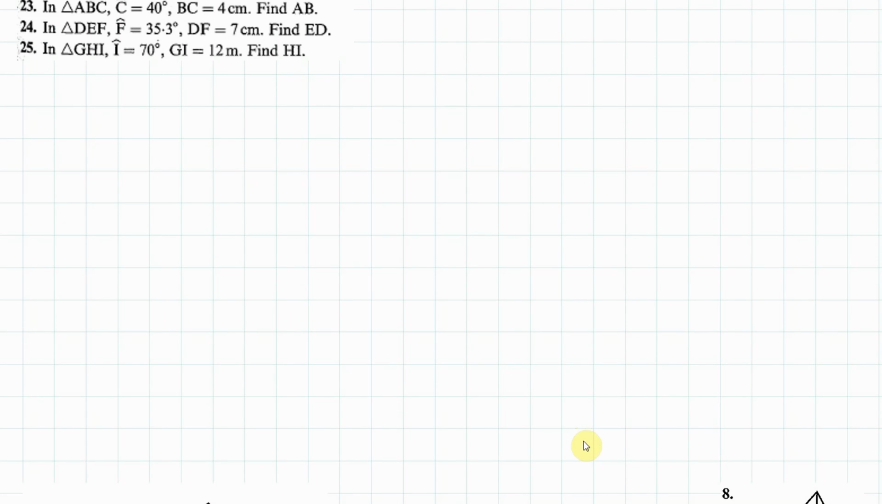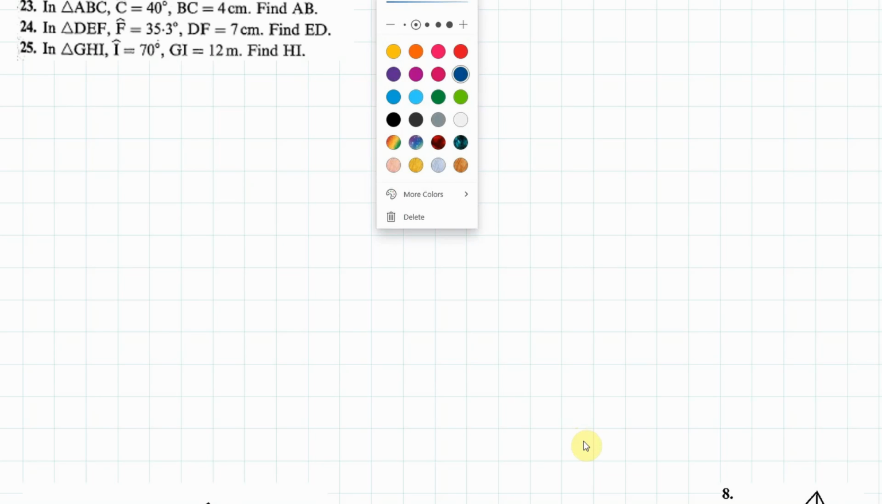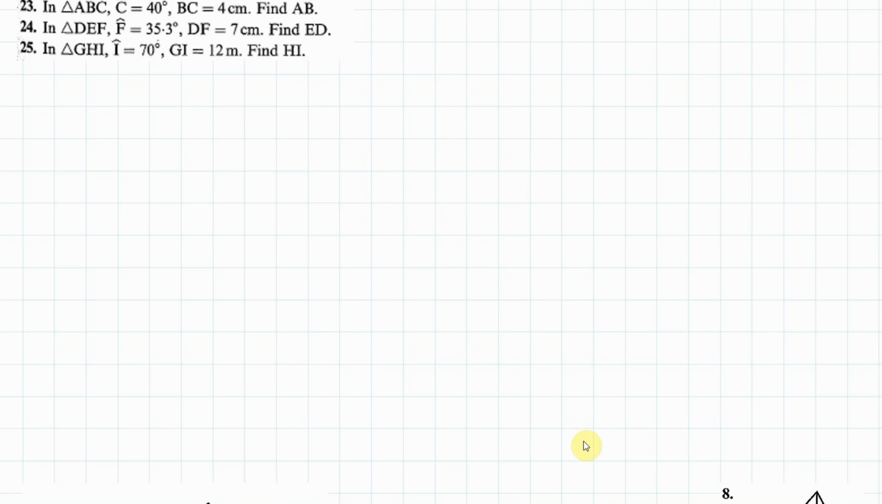So I think these are from your textbook, and the middle angle in these, like the B or the E or the H, these are actually your right angles. So I'm going to do 23, ABC. You don't have to be fancy about this, right? Don't go crazy. Just draw a right angled triangle.